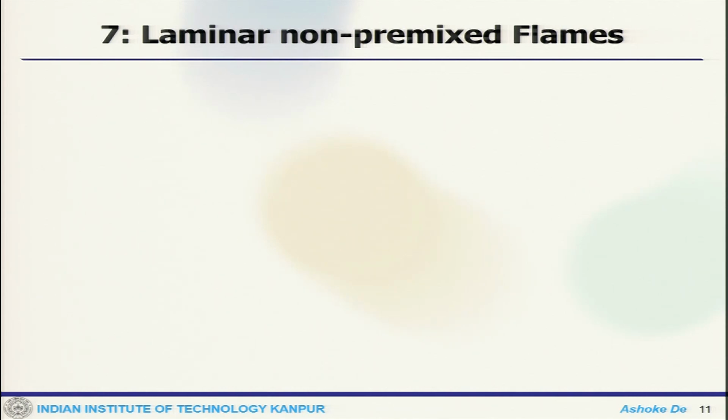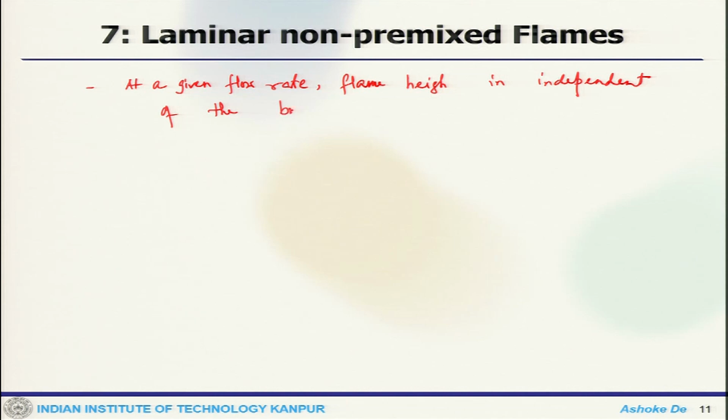Now, although it is quite crude, this approximation permits some predictions. Number 1, at a given flow rate, flame height is independent of the burner diameter.